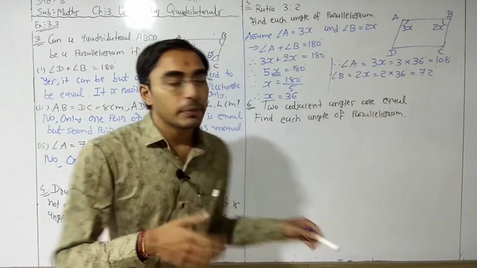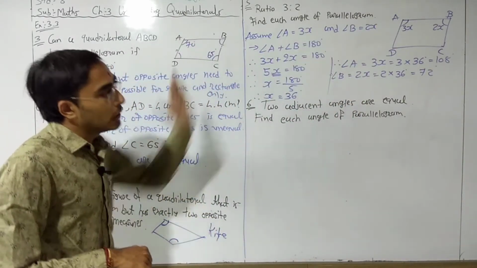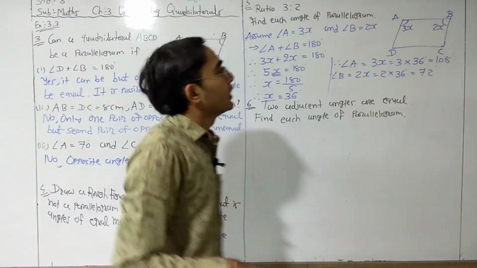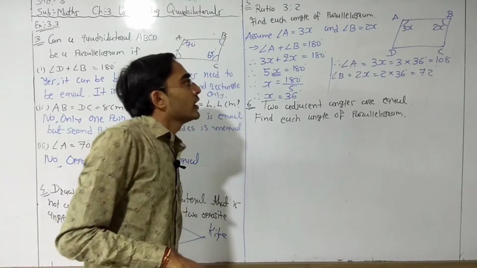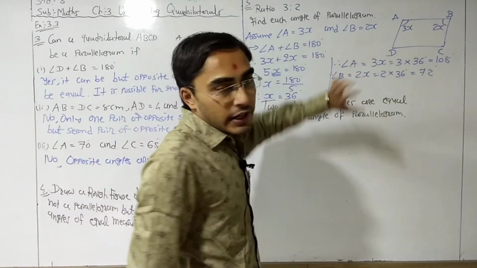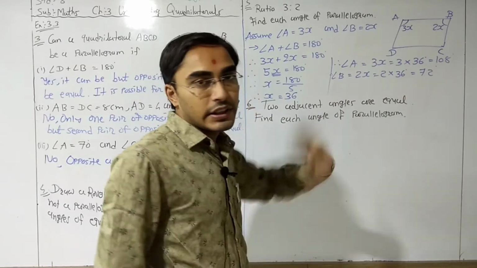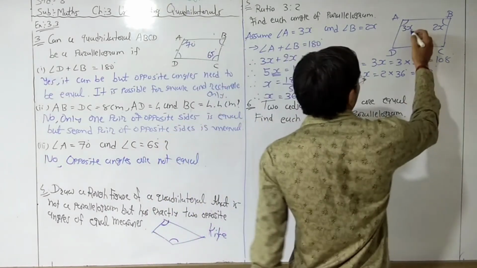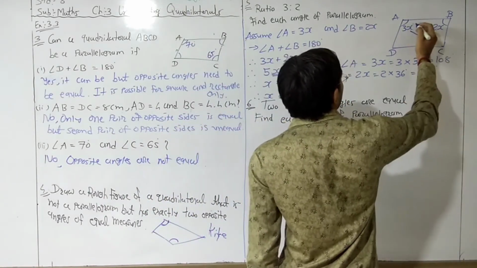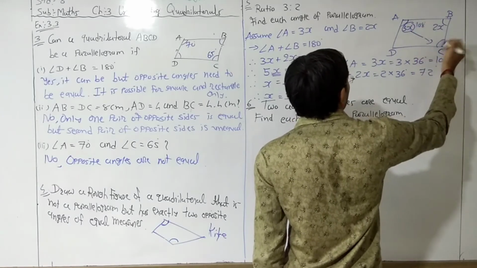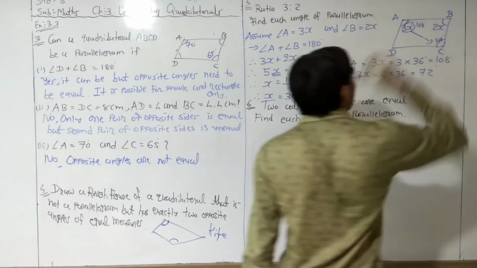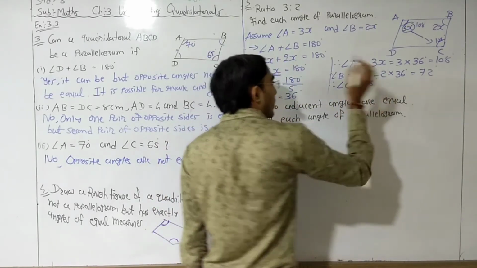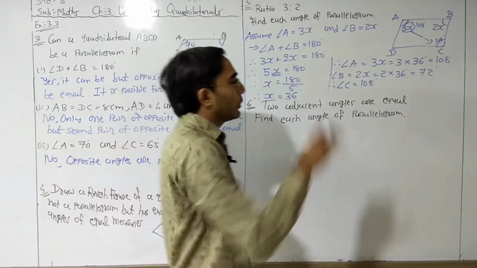Okay. What we need to find in the question? Find each angle of the parallelogram. That means we need to find all the angles of a parallelogram: angle A, angle B, angle C and angle D. Now here we know angle A and angle B. From that we need to find angle C and D, and that we can easily find because opposite angles are equal. So A is equal to 108 degrees, so the same, angle C is equal to 108 degrees, directly because we know the opposite angle.